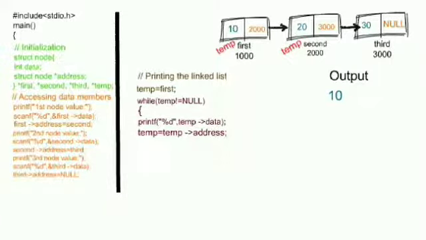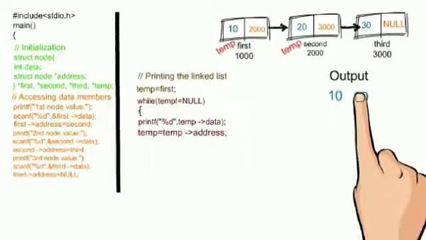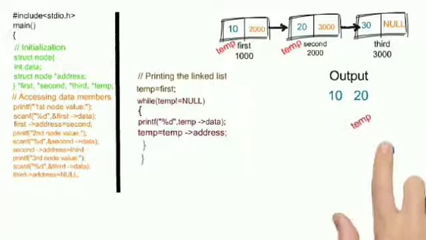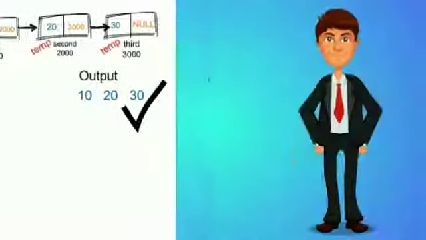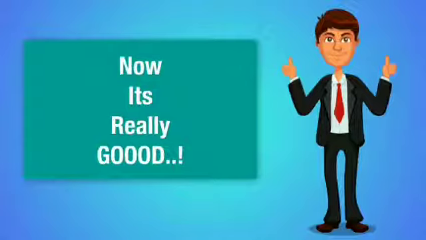Now the value 20 is printed since 3000 is not equal to NULL. Finally, temp moves to the third node and takes NULL as its value. Now NULL not equal to NULL, which is false, and it gets out of the loop by printing its third value, 30. That's it, guys. I hope you have understood the basic concepts of the self-referential structure.